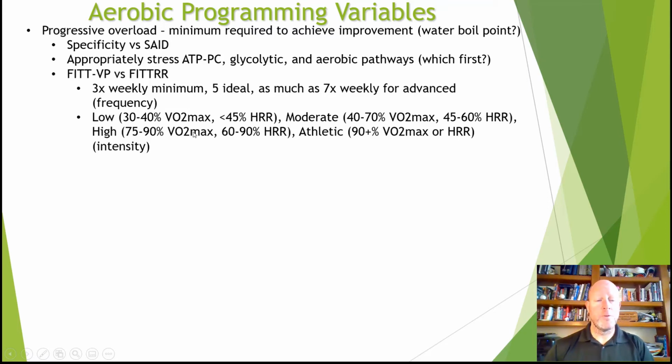High intensity is referred to as 75 to 90% VO2 max, equivalent to roughly 60 to 90% heart rate reserve. In athletics, we're looking at 90 plus percent VO2 max or heart rate reserve, and that's all for intensity. And again, you have to be looking at the heart rate. Heart rate reserve gives you the heart rate.